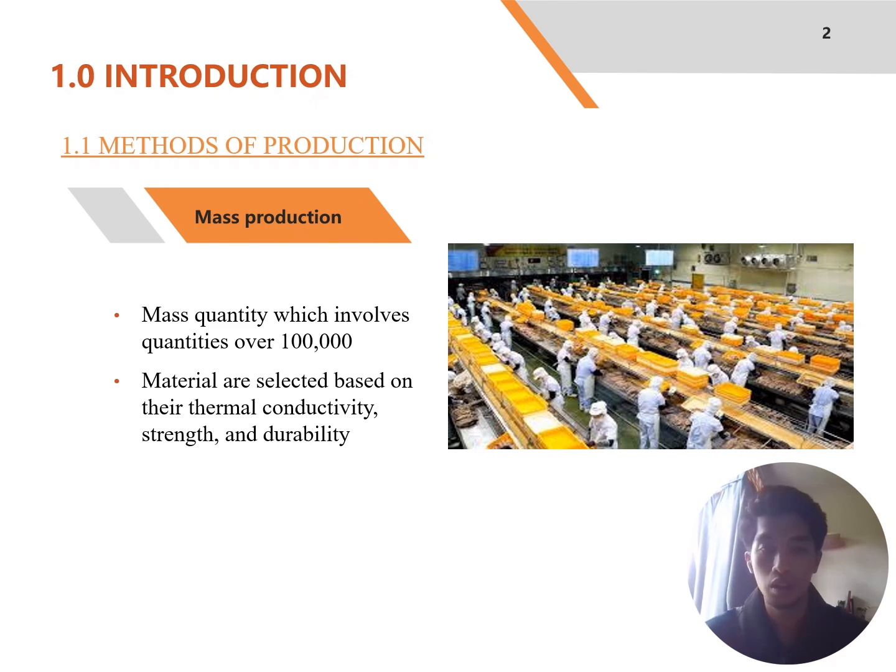So for the introduction, the rice cooker has been categorized as mass production because the quantity is over 100,000. It also has selected materials in manufacturing, for example steel and cast iron, and they were selected based on their thermal conductivity, strength and durability.